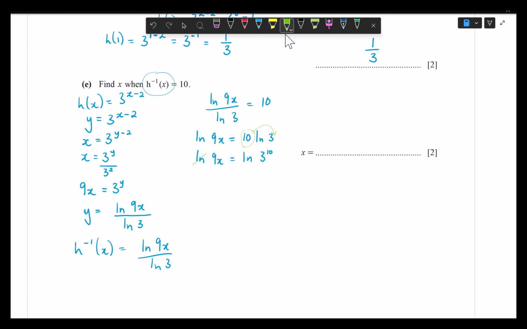And cancelling this ln and this ln, we are left with 9x is equal to 3 to the power of 10. And 3 to the power of 10 gives us 59,049. Now dividing both sides by 9, we end up with x is equal to 6,561. So this is our final answer, 6,561.